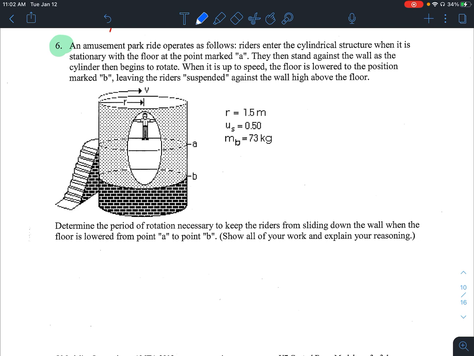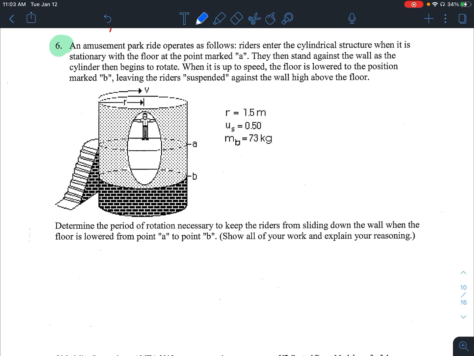There used to be a ride like this in Wildwood, I believe, in New Jersey, where this was the floor. So this is where you would wait in line, and then you go in and you stand, and then this floor would drop out, and you would stick to the wall as you spin around. So that's the idea.